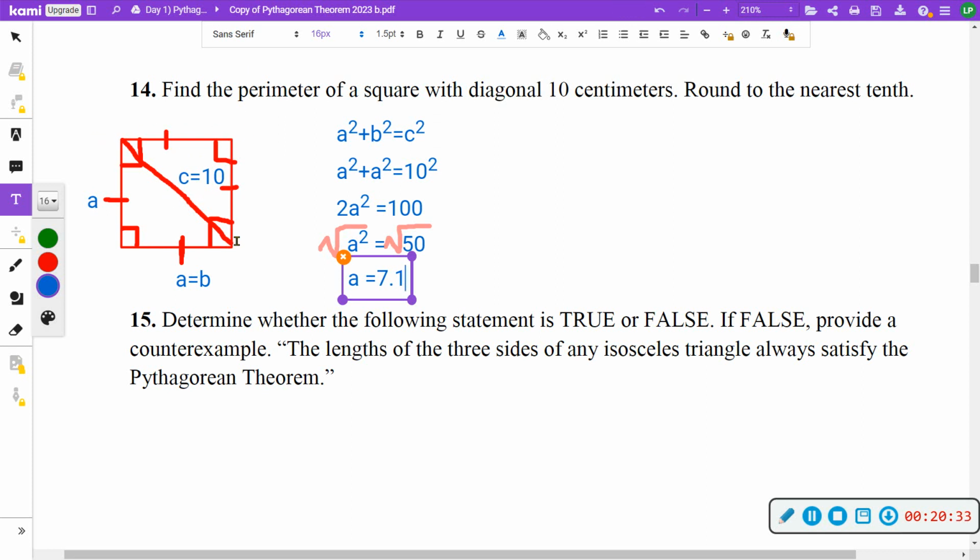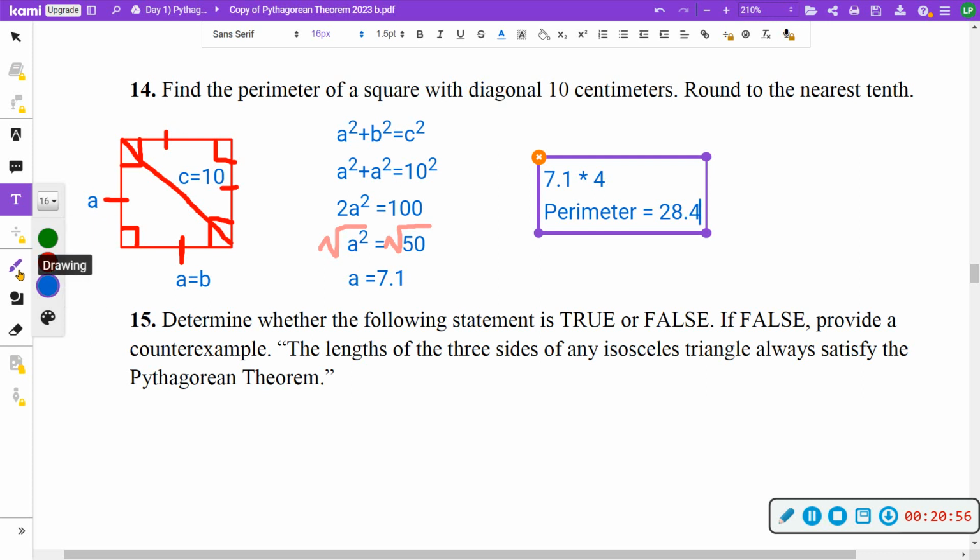So the perimeter is the distance around the outside. So I would add 7.1 four times, or I could just multiply by 4. That does the same thing. And 7.1 times 4 is 28.4. So I can say the perimeter equals 28.4.